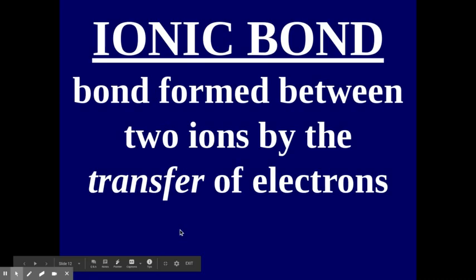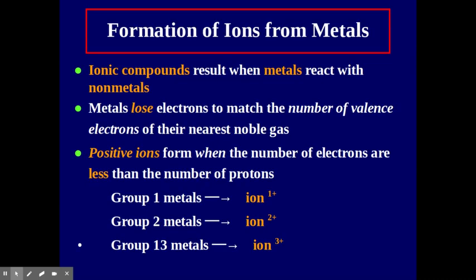All right. Ionic bonds. Here's their definition. They form between 2 ions and they involve transferring electrons. So it's important that you understand that at least 2 ions, and they transfer electrons. Very, very important word there. Electrons leave one and go to the other.